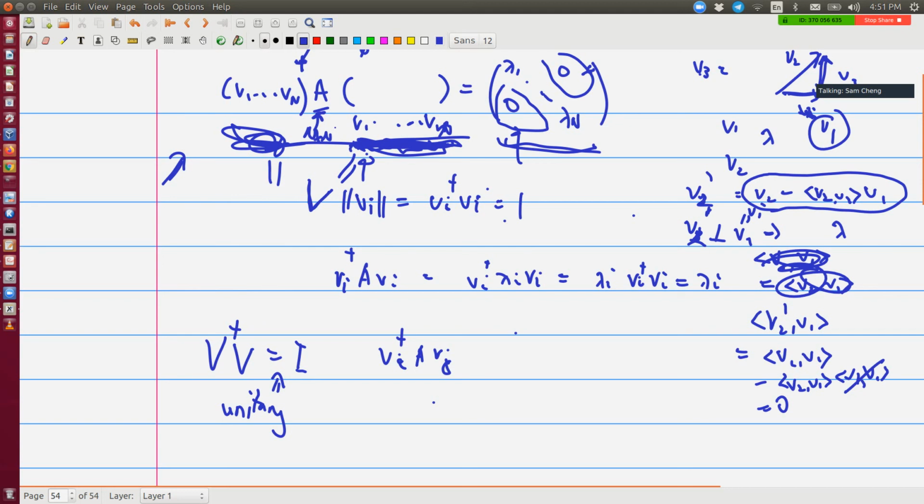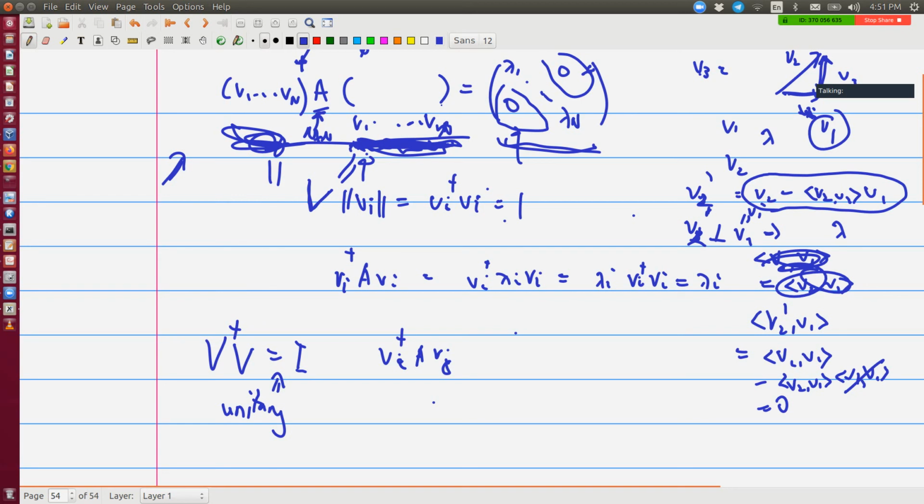If you have more than n vectors, definitely some of them will be linearly dependent on one another. Here they are orthogonal, right? So if they are orthogonal, they have to be all linearly independent. That's right. And then V actually is n by n.